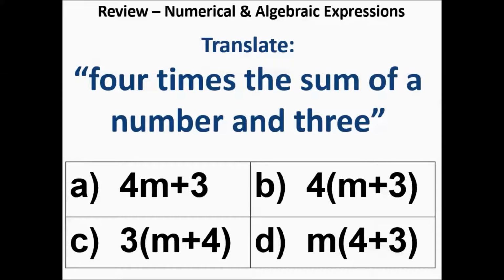4 times the sum of a number and 3. 4 times the sum of means 4 against parentheses and then a number and 3 inside the parentheses being added. It's going to be choice B.